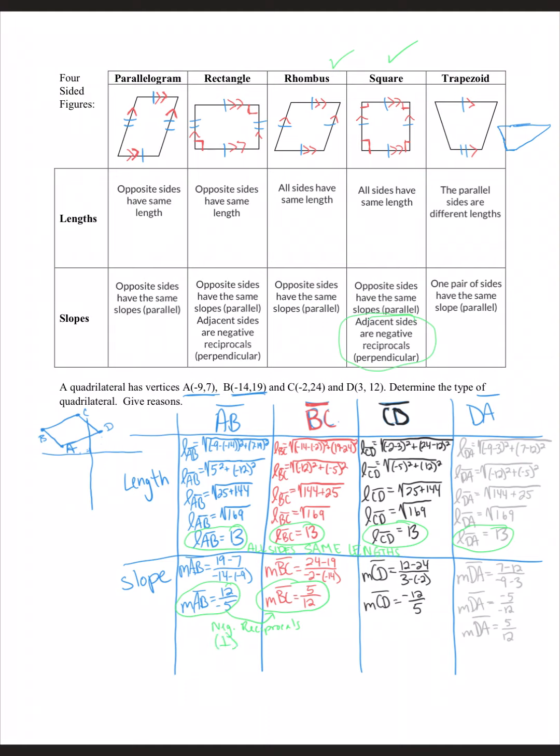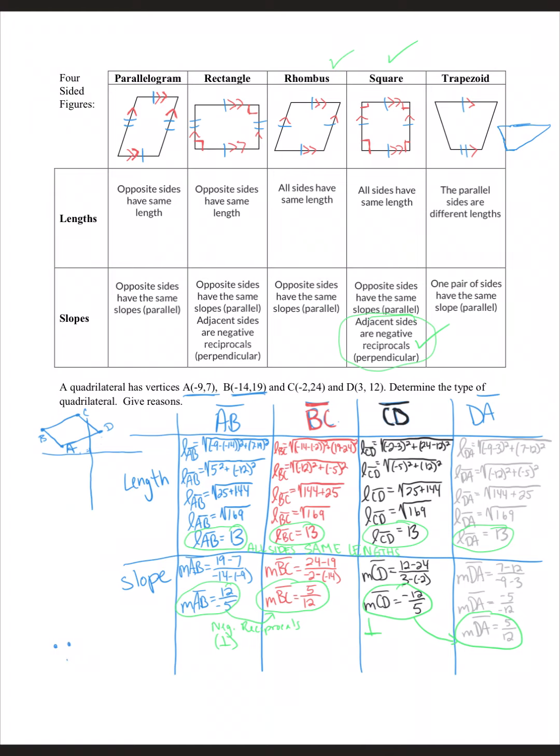And then if we look at CD and DA, -12 over 5 and a +5 over 12. So again, those are perpendicular, right? We have negative reciprocals there. So if we have negative reciprocals and all side lengths are the same, we should be able to deduce then that we're dealing with a square. So let's just summarize what we found and say why we think then that it's a square.